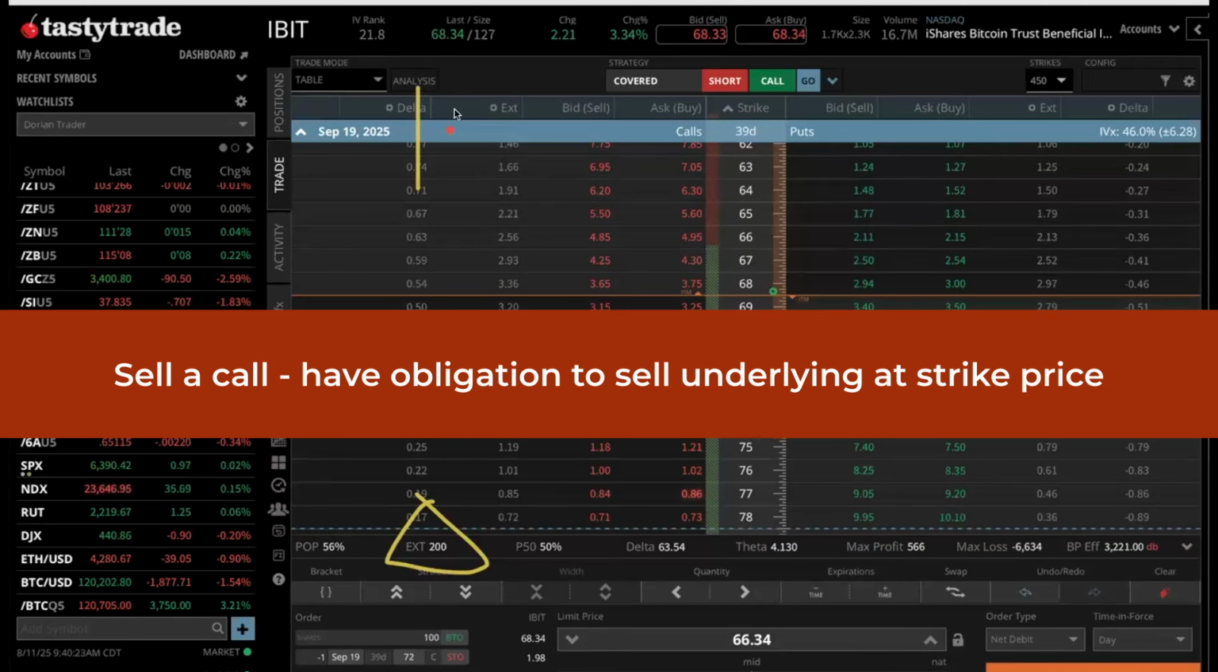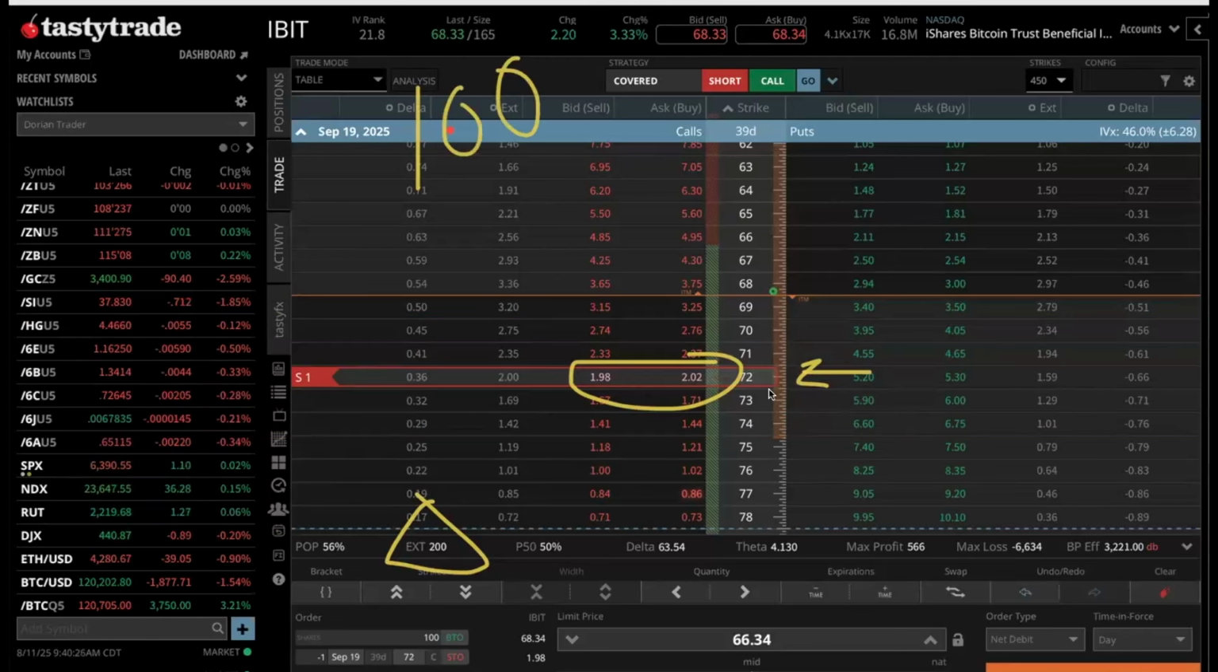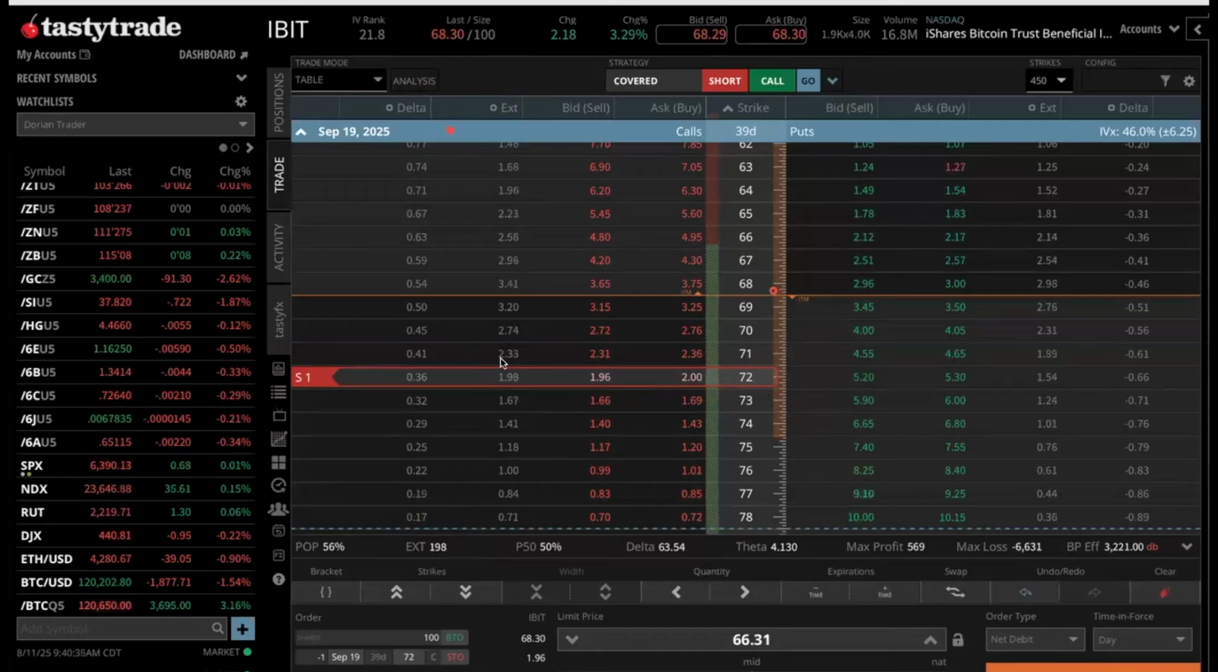So you already have 100 shares, and you're giving someone the right to buy your shares at 72. So this is where you stop winning when you sell this call. But for the basics of options, when you sell a call, that's bearish and you want it to go down.